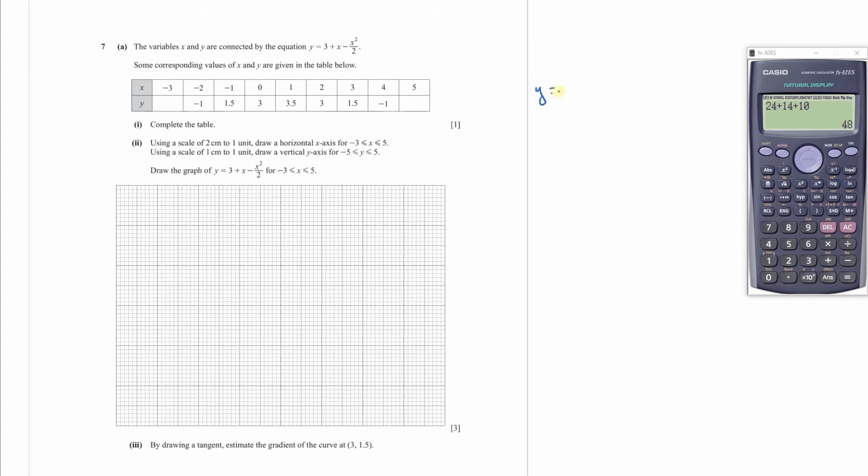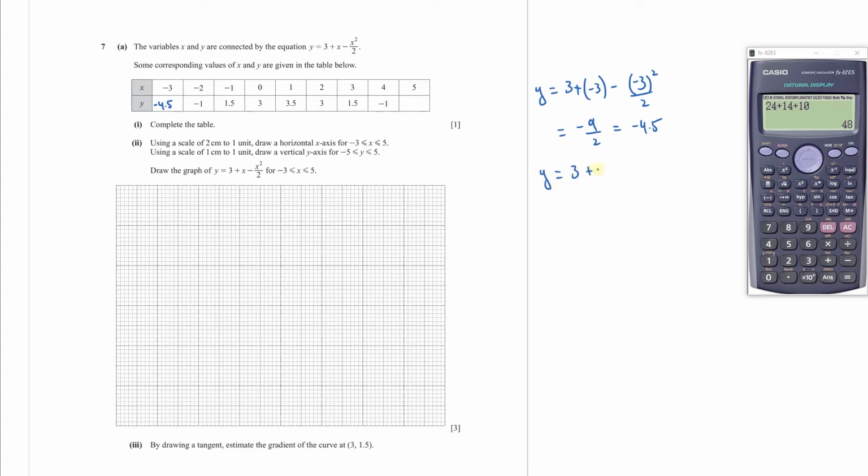So that will mean y equals 3 plus x minus x squared over 2. So 3 plus minus 3 minus minus 3 squared over 2. So 3 minus 3 will be 0, and this will become minus 9 over 2, which is minus 4.5. So this value here will be minus 4.5. And then let's substitute x equals 5.